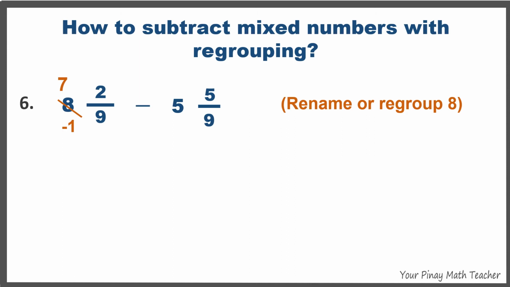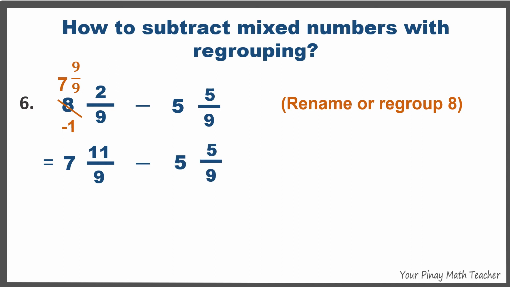Of course, when we borrow something, we have to return it. Return it in terms of the denominator 9. So 1 whole now is written as 9/9. So bring down 7 and then add 9/9 and 2/9. So we have 11/9. So 8 and 2/9 is renamed or regrouped as 7 and 11/9.